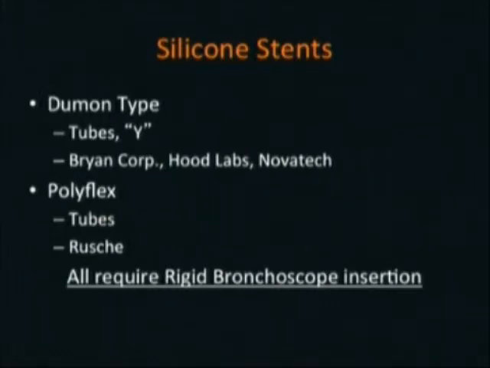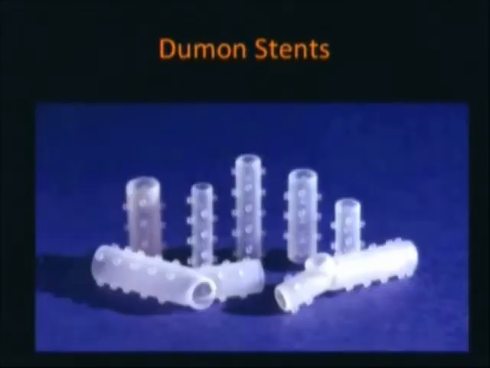The Dumont stent will come in 2 types, a straight and a Y, tube and Y. The Polyflex has been removed, but Polyflex is doing the Rush also stent, which is a Y stent. All silicone stents will require rigid bronchoscopy to be placed. It comes with studs, and comes in different sizes to be able to stick to the airway.